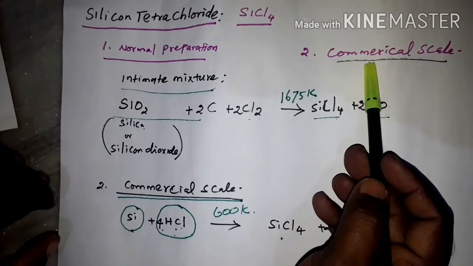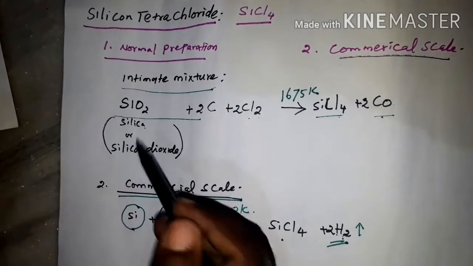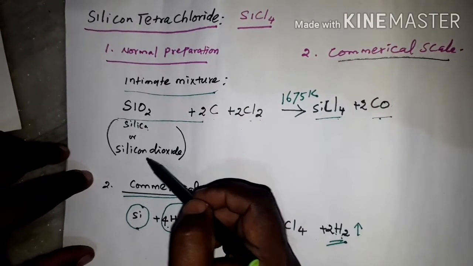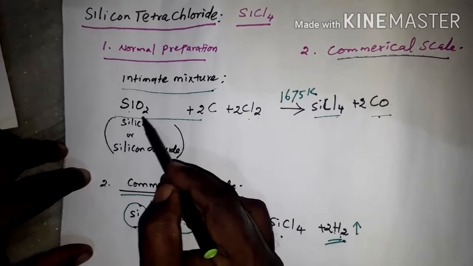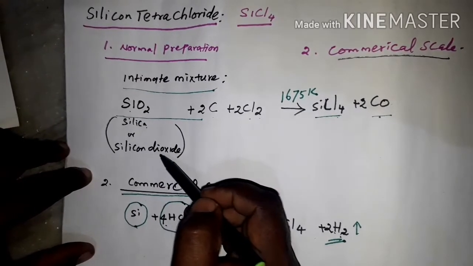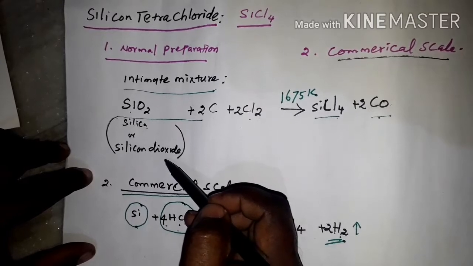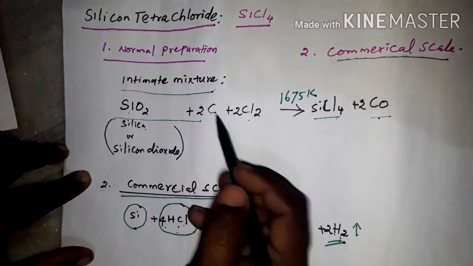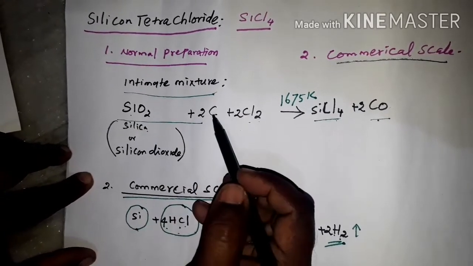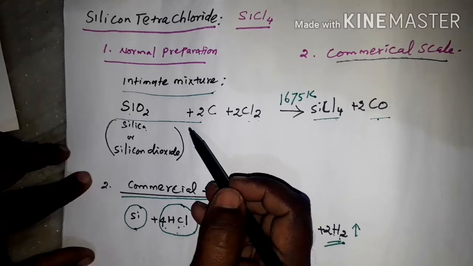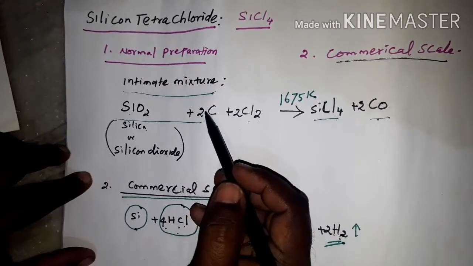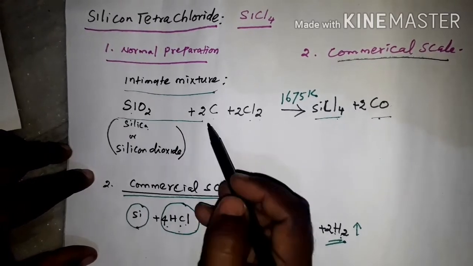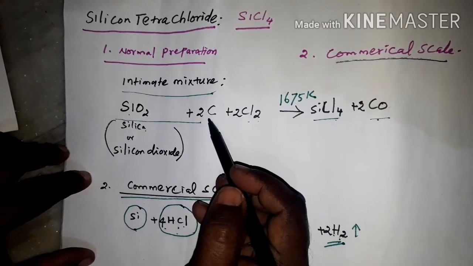In the normal preparation, first we have to take silica, that is SiO2, or silicon dioxide. Silicon with 2 times oxygen, so it is called silicon dioxide. Then carbon. Both compounds you have to mix together. That means we get a homogeneous mixture, and this mixture of silicon dioxide and carbon is called an intimate mixture.